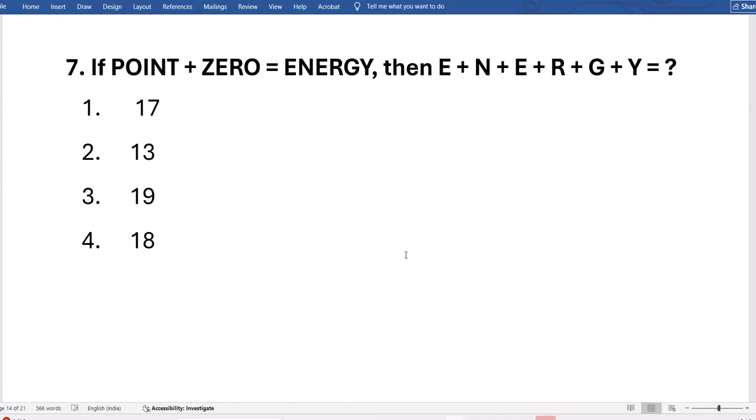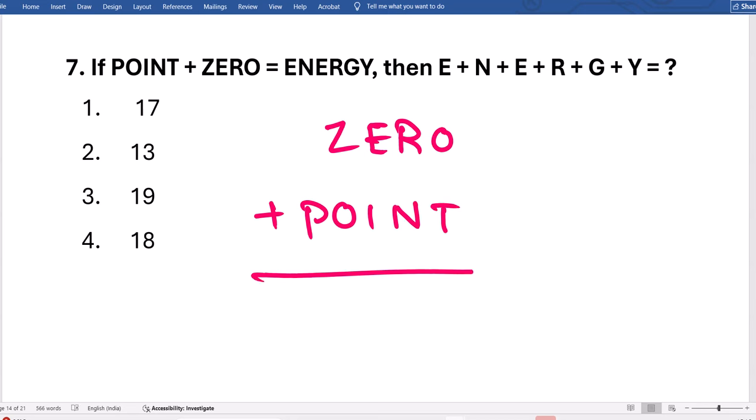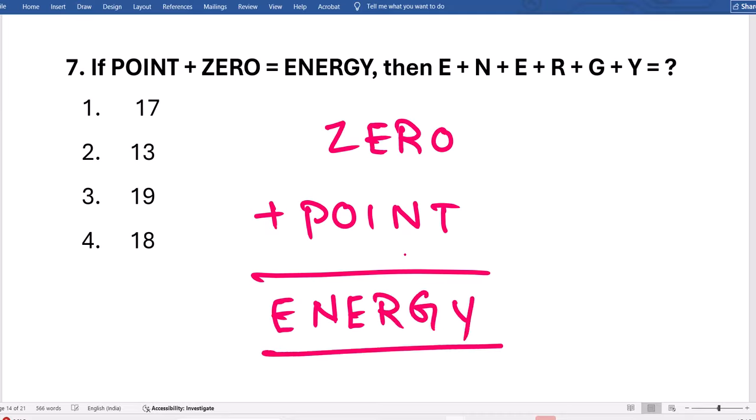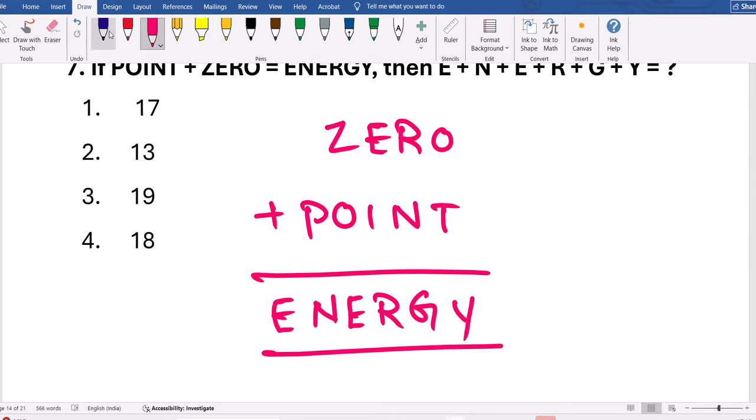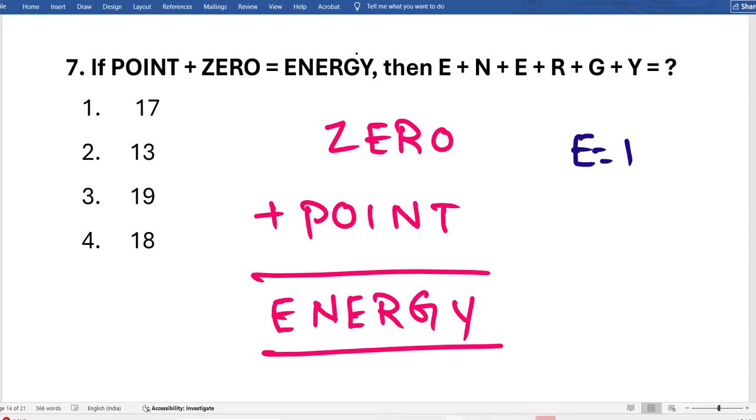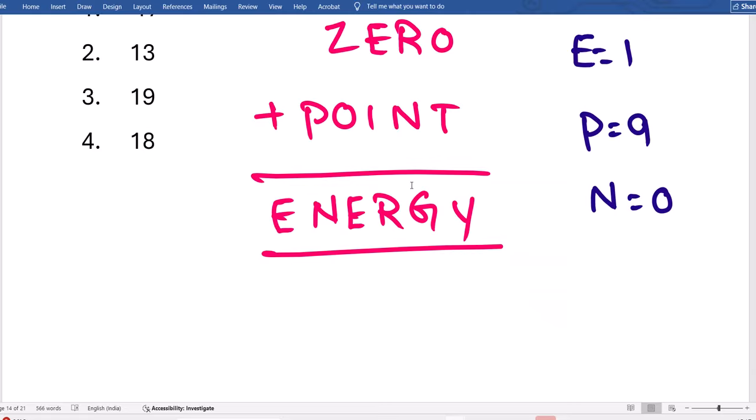You are done with this question? Four-digit number plus five-digit number. 0 plus point. The result must be equal to energy. You know E, P and N values. So what is E? P, N, 0. So that we'll try to substitute in the equation.